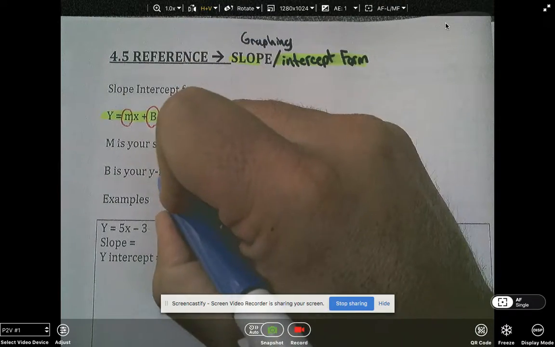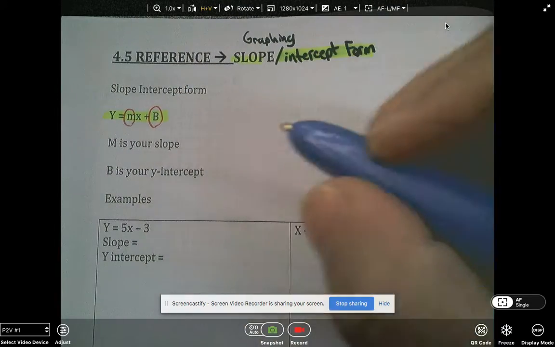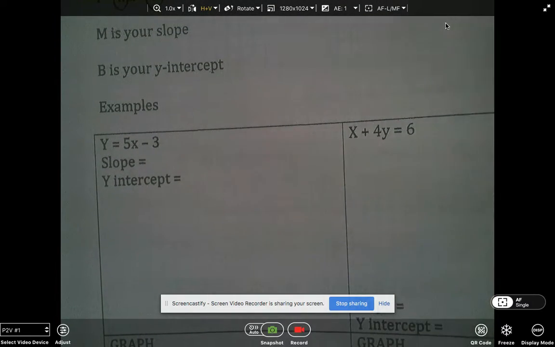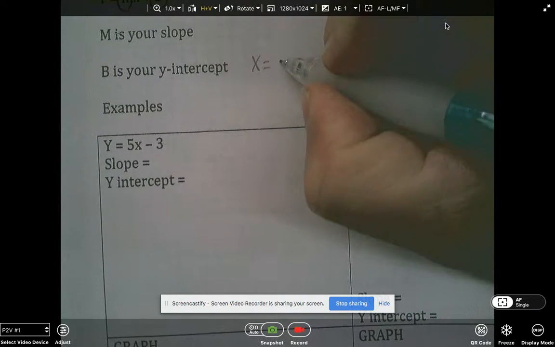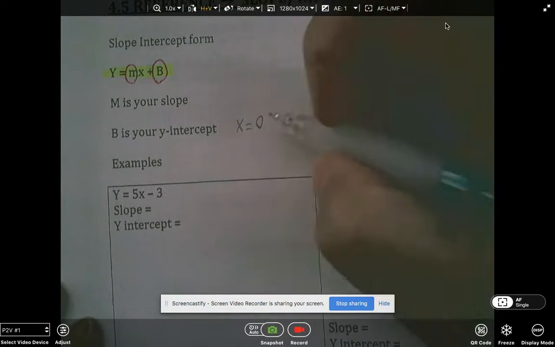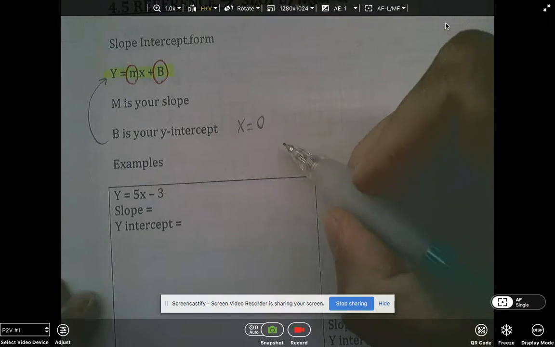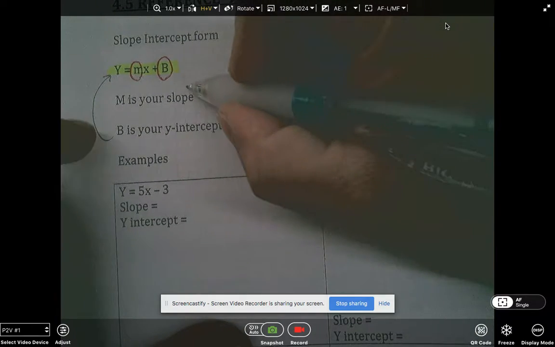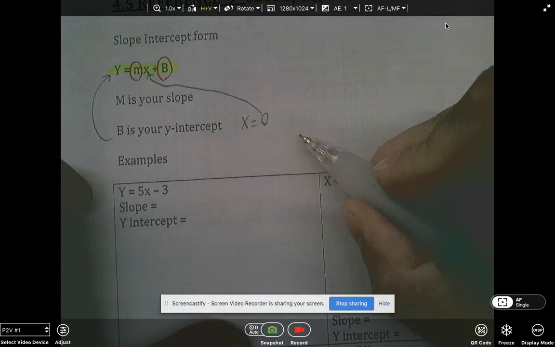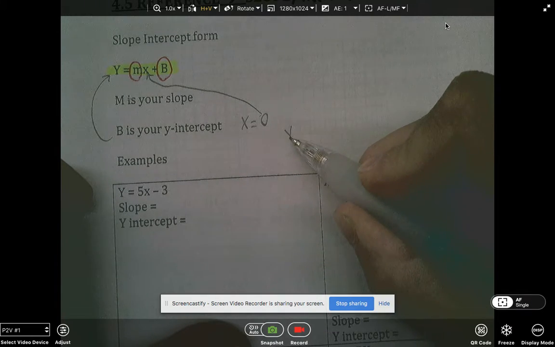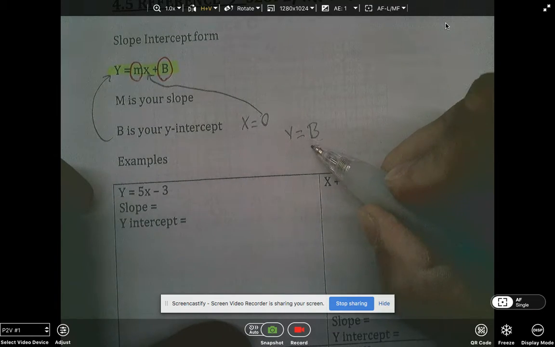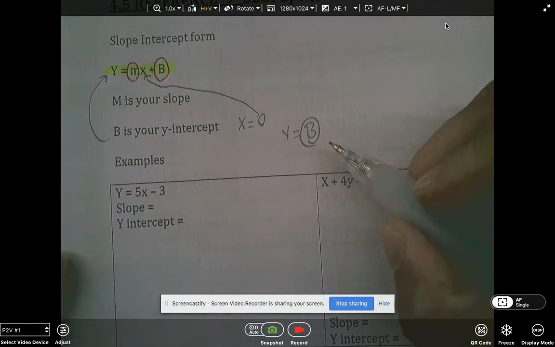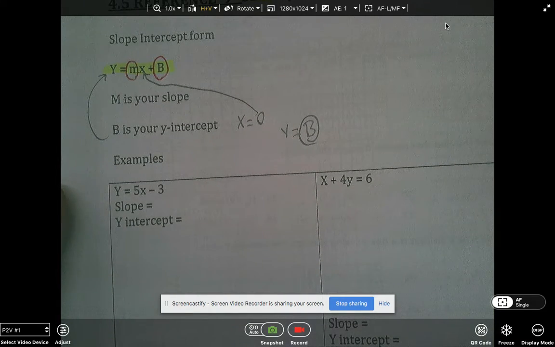So b is your y-intercept. If you think back when we learned about intercepts, can someone raise your hand and tell me, how do you find the y-intercept? Yeah, you make x equal to 0. So if you look back at your form, and you make x equal to 0, what are you going to be left with? Yeah, you'd always just be left with y equals b. So your y-intercept would always just be whatever your b term is, or your constant.